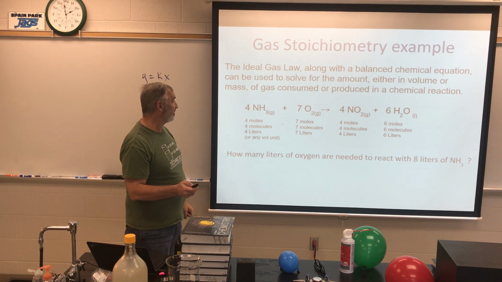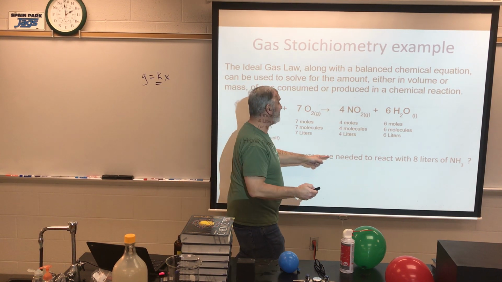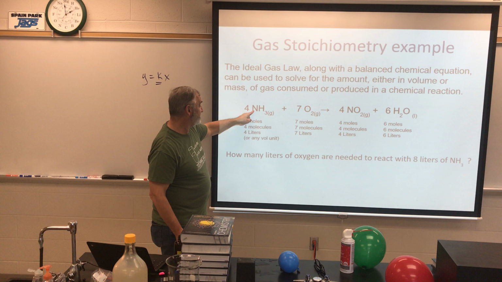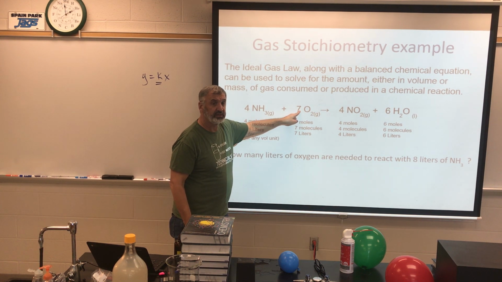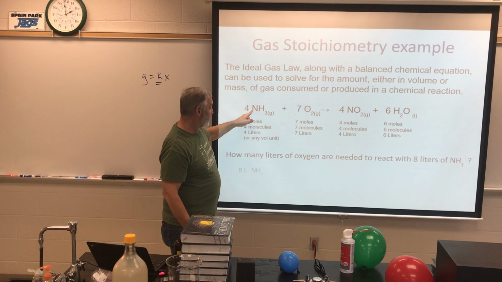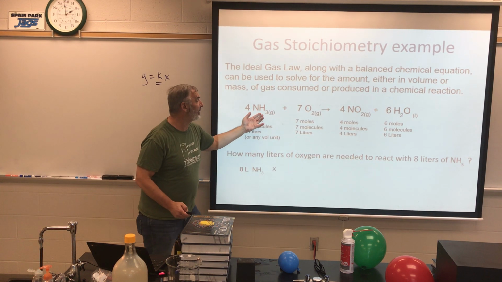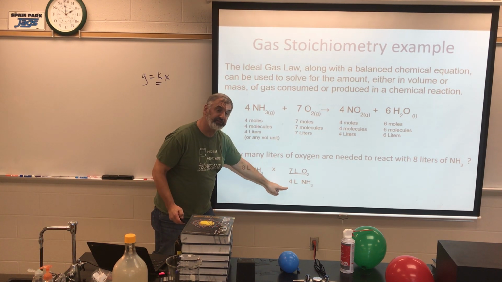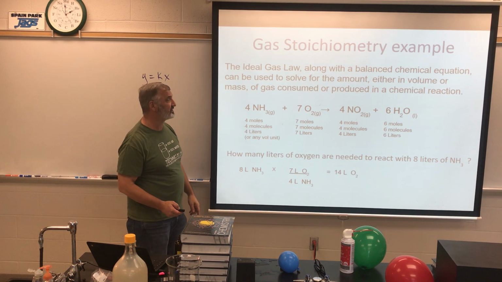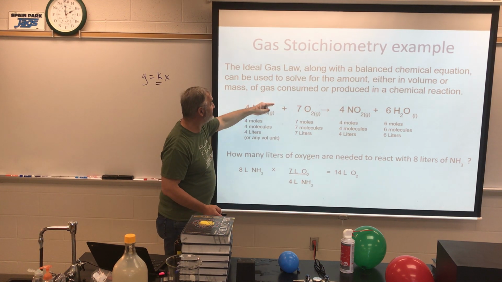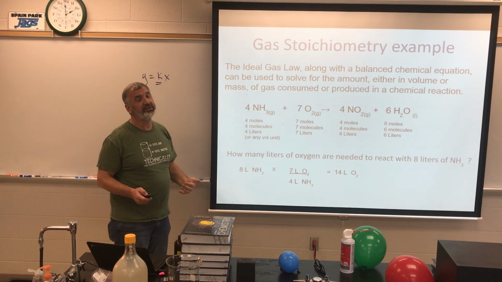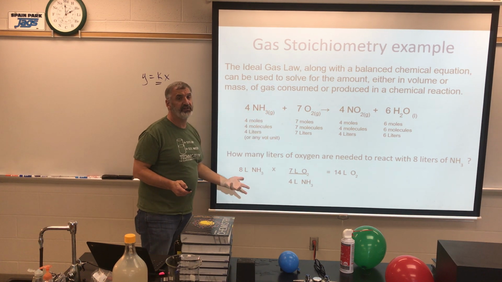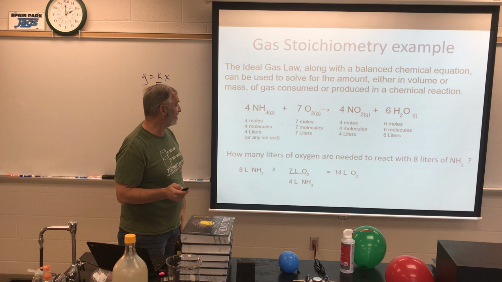Okay? So, how many liters of oxygen are needed to react with 8 liters of ammonia? Well, 4 combines with 7. If I have 8, just like I use the mole ratio, I can use the volume ratio, 7 liters for every 4. So I put 7 liters over 4 here, and you end up getting 14 liters. So 4 combines with 7, so 8 is going to combine with 14. It's pretty straightforward. The volume to volume problems are super easy because they combine in the same ratio as the coefficients.